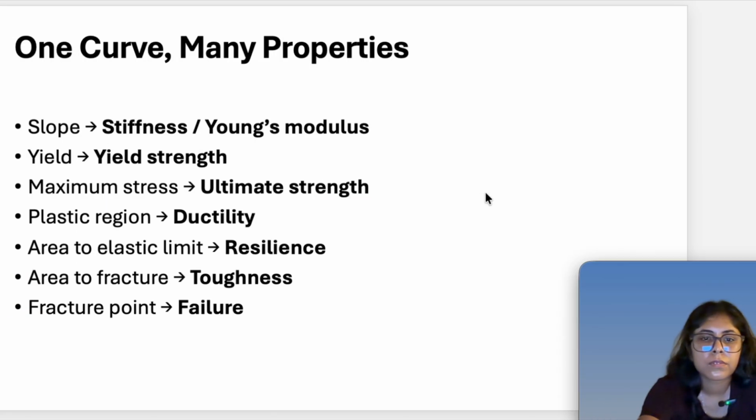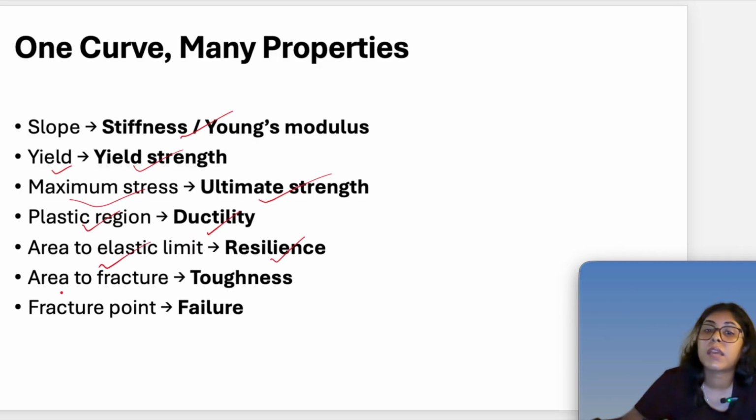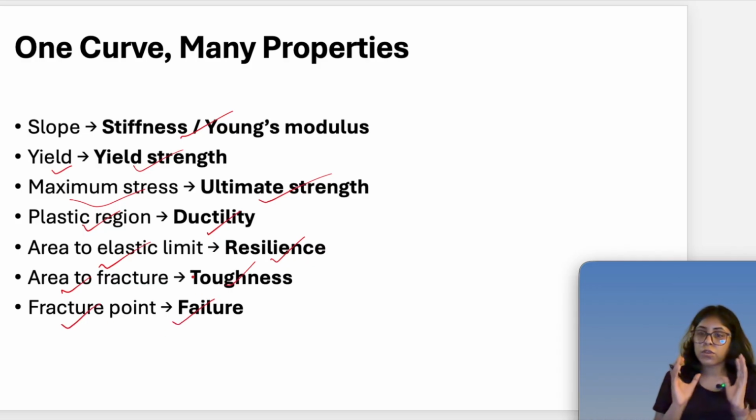And then we come to the final conclusion, which is many properties and there is a single curve which is showing them. The slope will show you stiffness and Young's modulus. Yield will show you yield strength. Maximum stress will show you ultimate strength. Plastic region, ductility. Area to elastic limit, resilience. Area to fracture, toughness. Fracture point will be the failure. So you are getting it. We have only a single curve and it shows so many material properties.